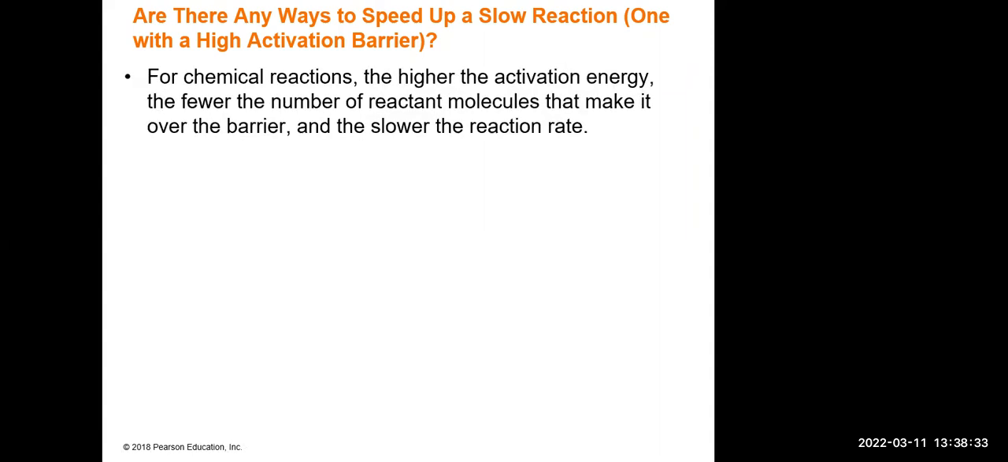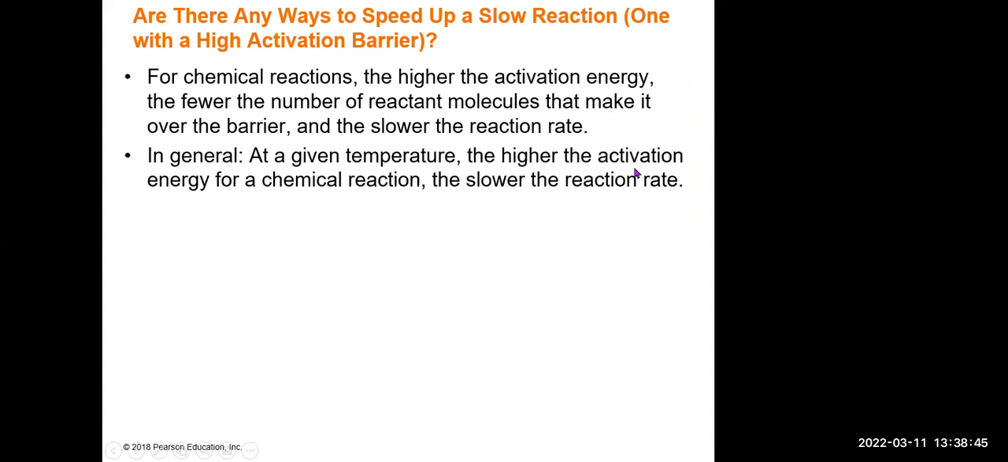Okay, so are there any ways to speed up a slow reaction, one with a higher activation energy barrier? I saw you do that before, right? So for a chemical reaction, the higher the activation energy, the fewer the number of reactant molecules that make it over the barrier, and therefore the slower the reaction rate. In general, at a given temperature, the higher the activation energy for a chemical reaction, the slower the reaction rate.